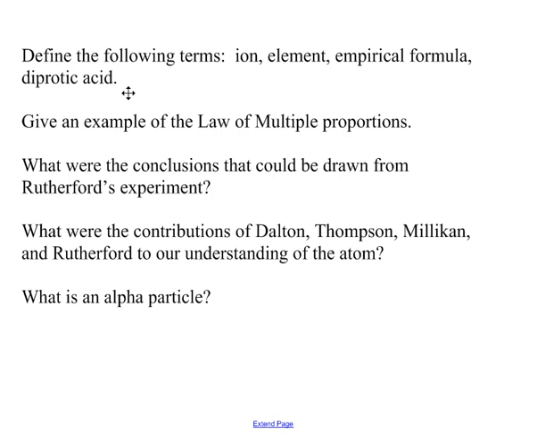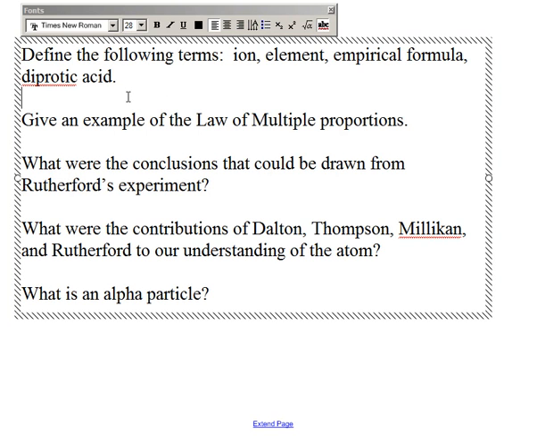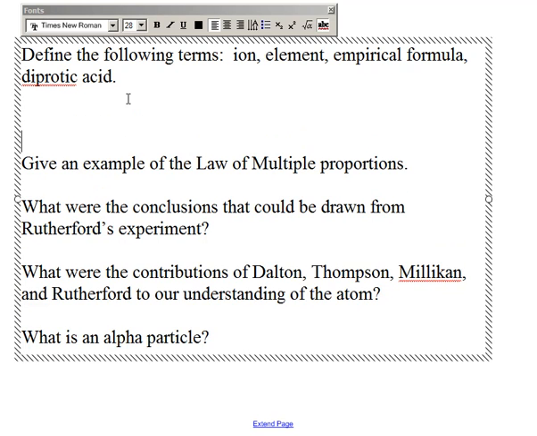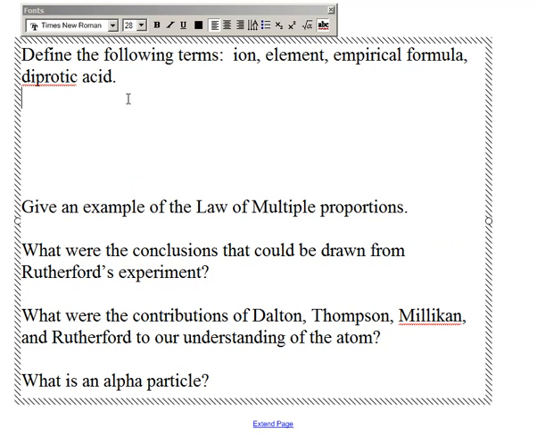Define the following terms: ion, element, empirical formula, diprotic acid. I'm going to type my answers because it comes out better than if I use the pen.